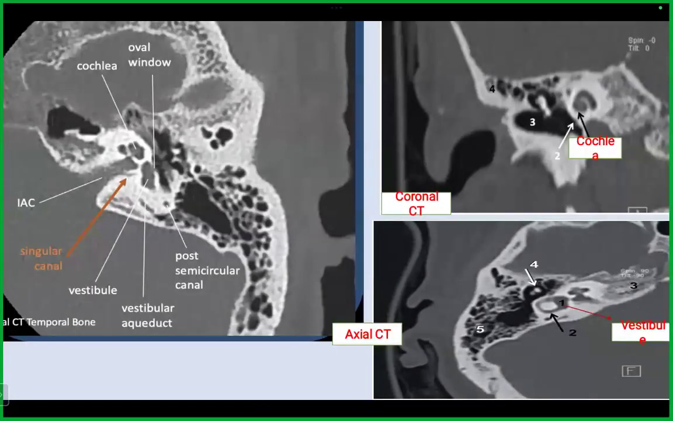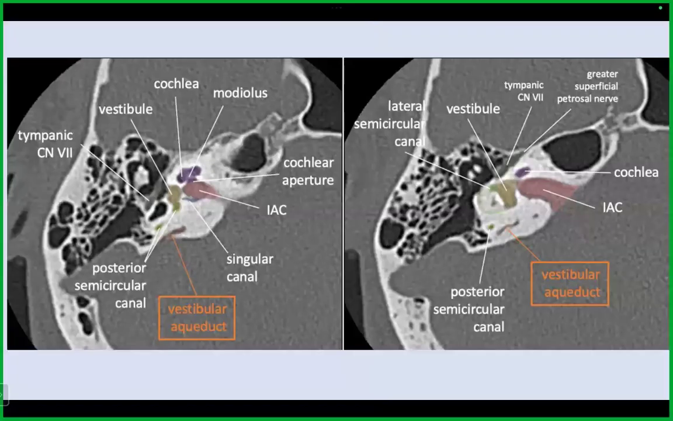This is a CT scan, coronal and axial sections, showing the oval window, cochlea, internal auditory canal, semicircular canal, vestibule, vestibular aqueduct, posterior semicircular canal, and cochlea. Another CT with colors: the red one shows the internal auditory canal, the purple is the cochlea, the vestibule is in yellow, the lateral semicircular canal in green, and the vestibular aqueduct in orange.